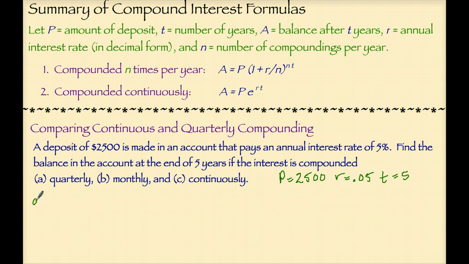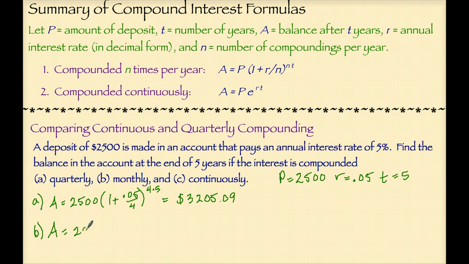So let's look at letter A. Our balance after 5 years will be 2,500 times 1 plus 0.05 over 4. Compounding quarterly means N equals 4. To the NT power, 4 times 5. And this is going to generate $3,205.09.